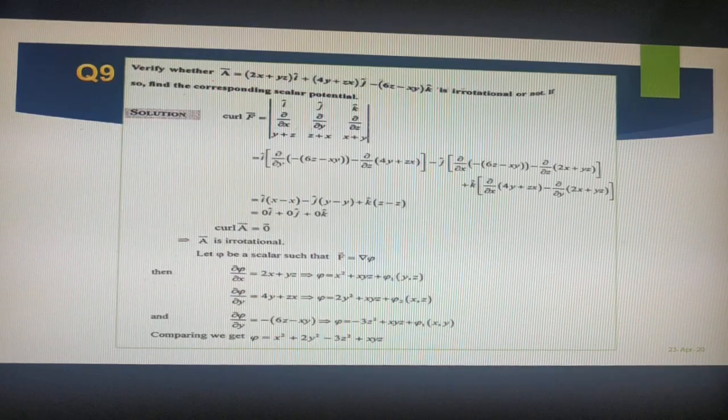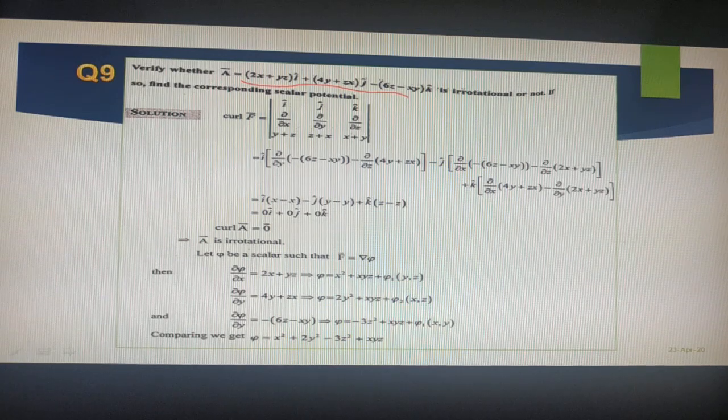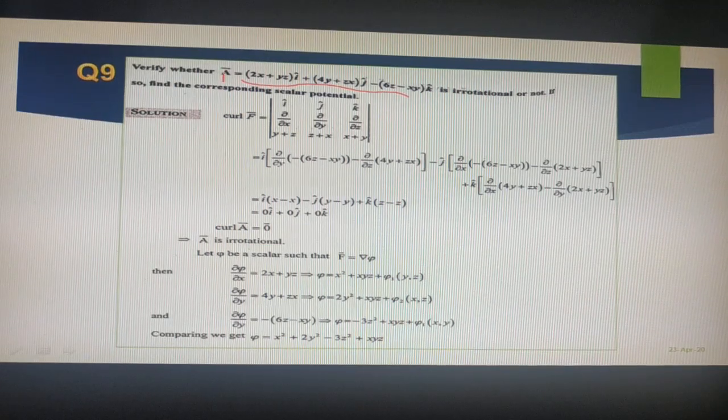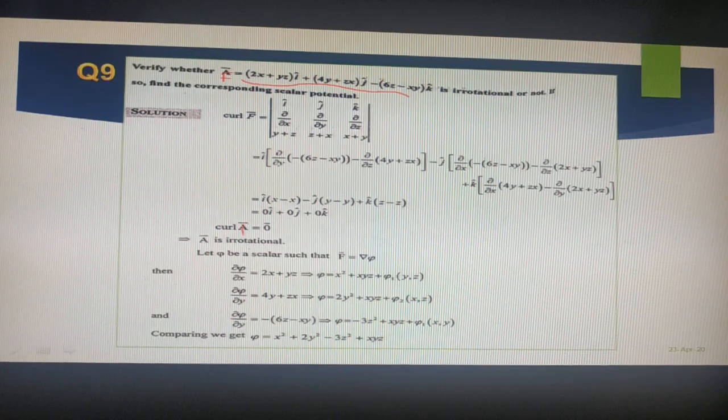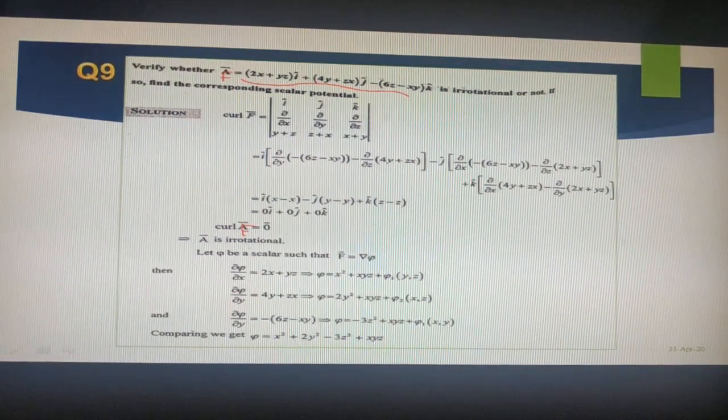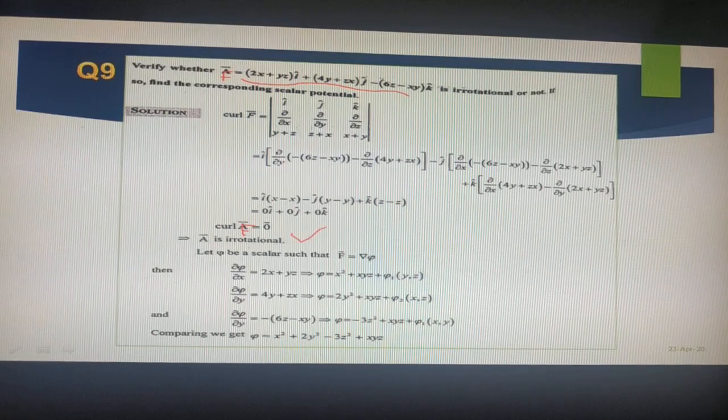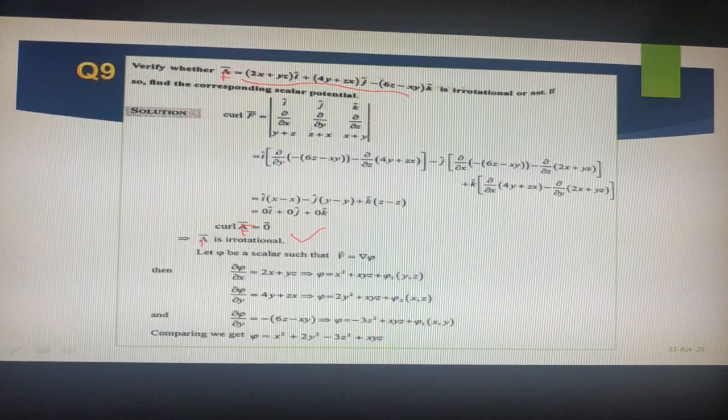Of course, this is some problem that we are taking. So verify whether some vector field is irrotational or not. If it is irrotational, then we have to find it out. Let me correct it here. Let me take this as f bar everywhere, so that we will not get confused. So curl f bar you have to find first, then we should get 0, and only then f bar will be irrotational.